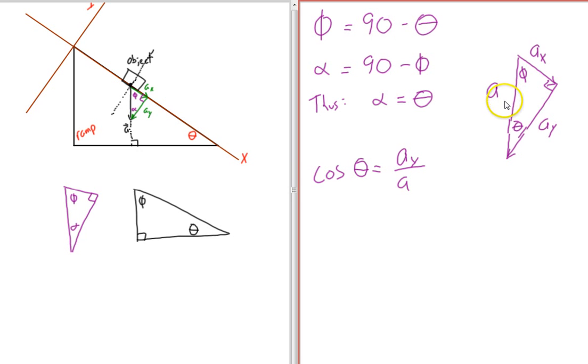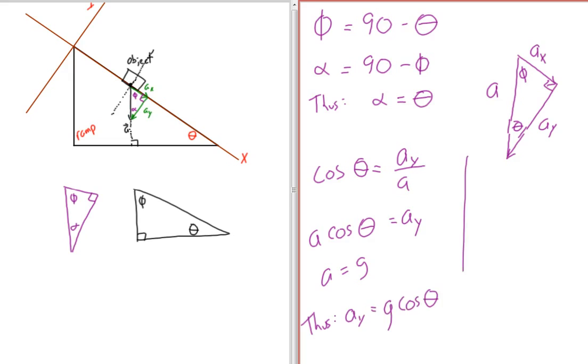So then we can just write some trig equations. We can say the cosine of theta is the adjacent over the hypotenuse, so ay over a. Multiply both sides by a, so we have a cosine theta equals ay. Since on Earth the acceleration a is equal to g, 9.8 meters per second squared, we have ay is g cosine theta.